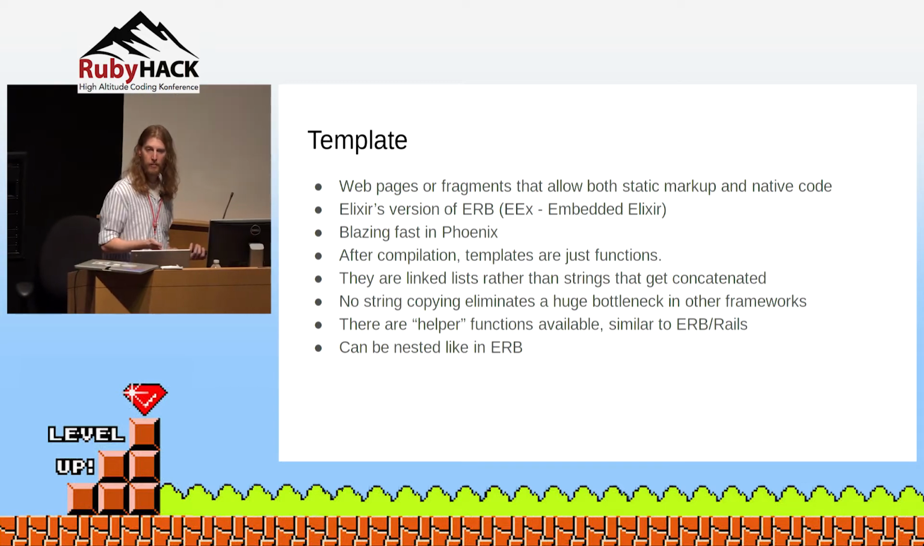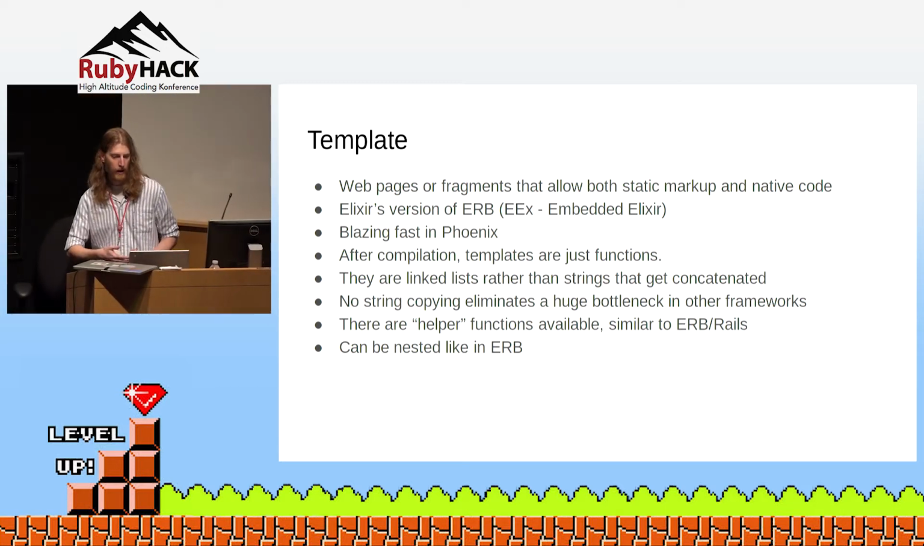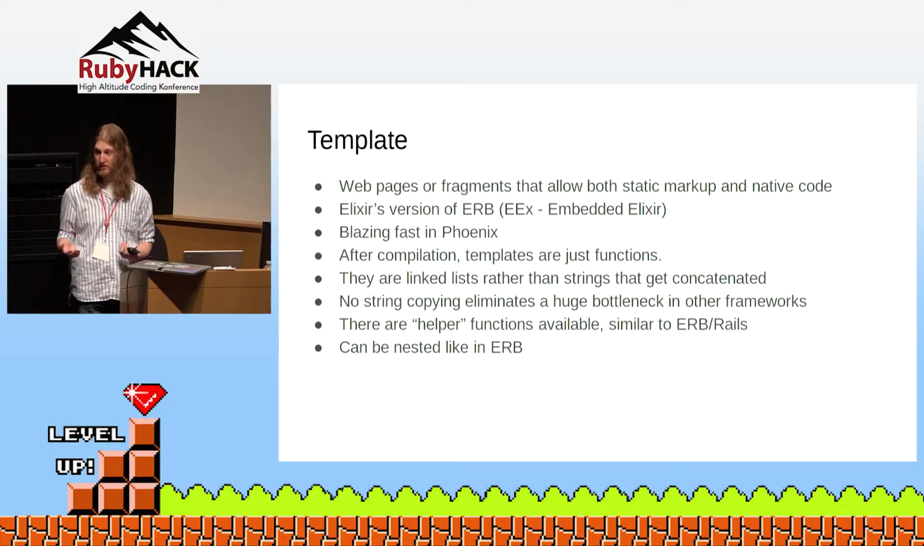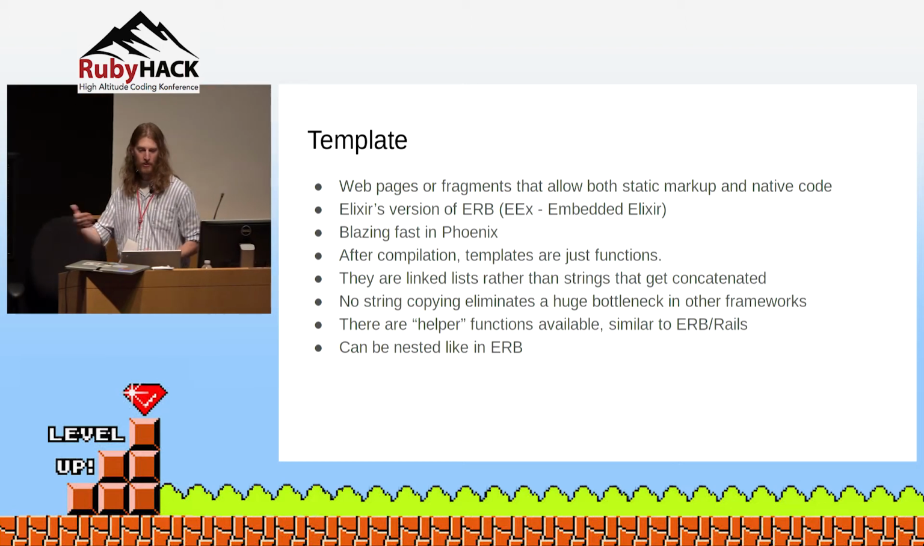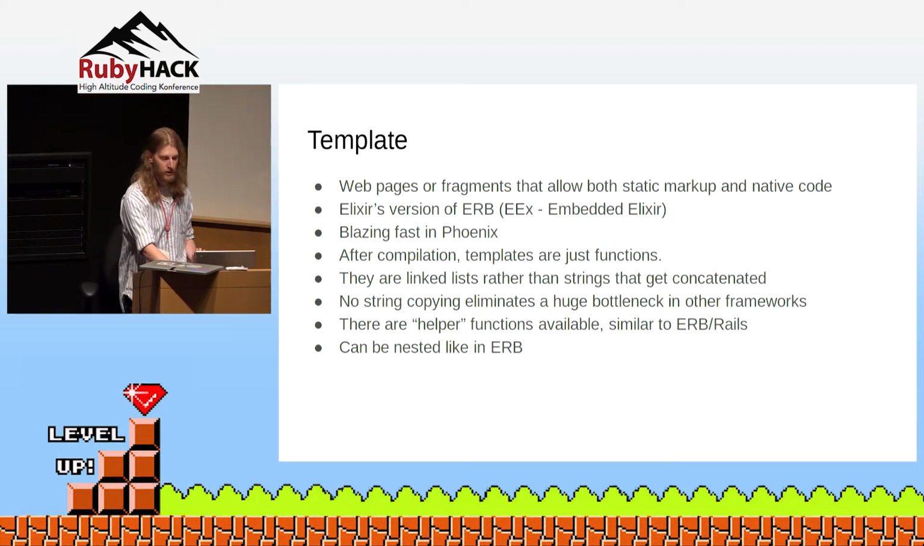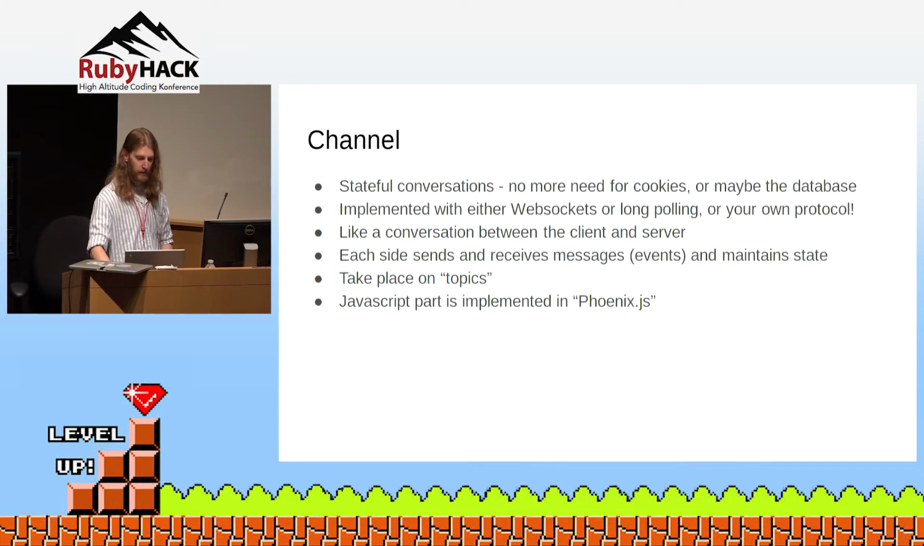Templates are basically embedded Elixir, or EEx, which is basically the same thing as ERB. These are super fast in Phoenix. This is one of the ways that we get response times super low: internally they're linked lists instead of strings, which helps a lot. OK, so this is a template. You've seen those many times.